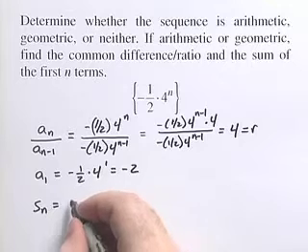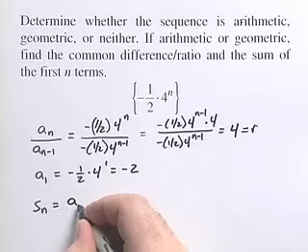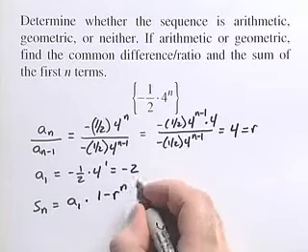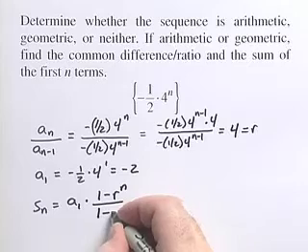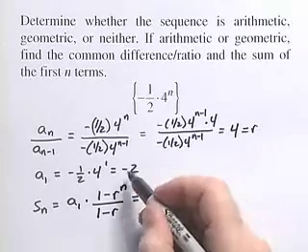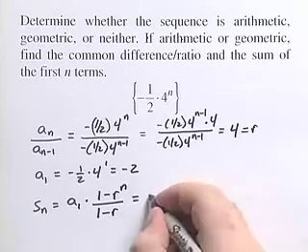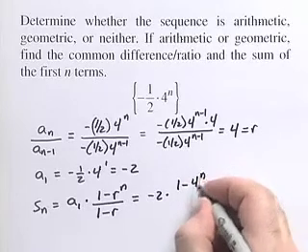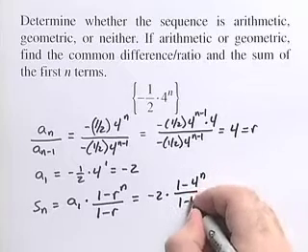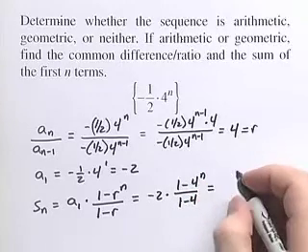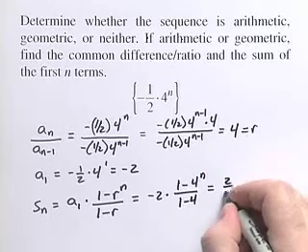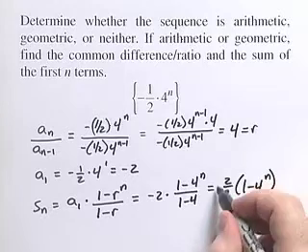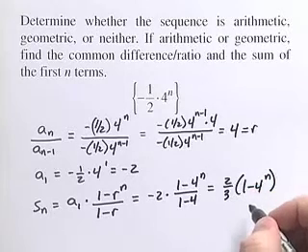For a geometric sequence, the sum of the first n terms is given by the first term times 1 minus the common ratio raised to the nth power divided by 1 minus that common ratio. We found the first term and we found r, so we'll have negative 2 times 1 minus 4 to the n divided by 1 minus 4. Just clean that up a little bit. We'll end up with 2/3 times 1 minus 4 to the nth power. And this represents the sum of the first n terms of that geometric sequence.